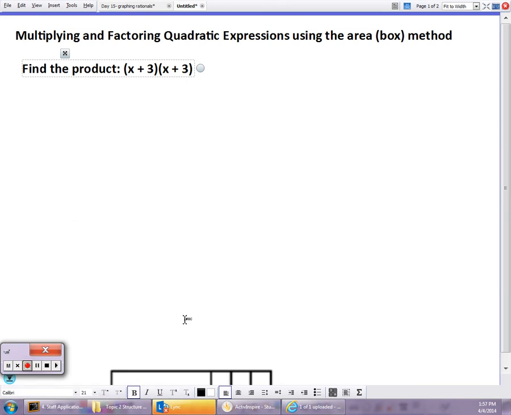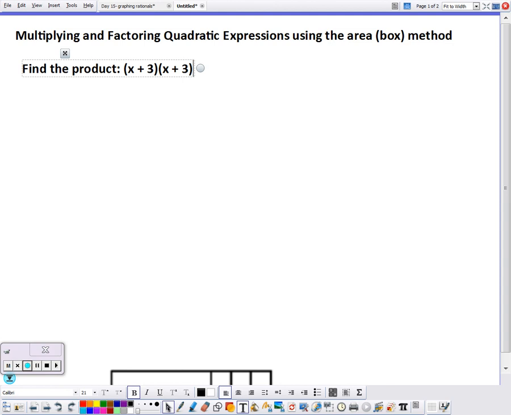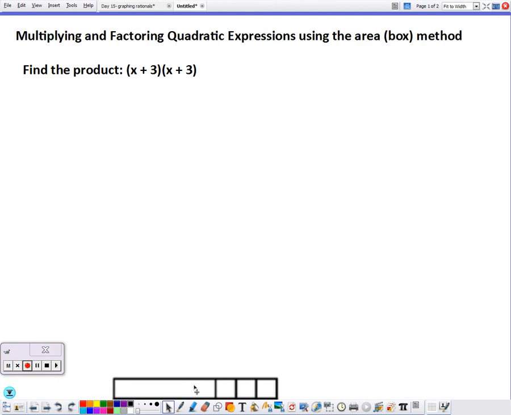Okay, this is an instructional video on how to multiply and factor using the area method. This is sometimes called the box method. So I want to give you one example of where this method originates from. One method of multiplying algebraic expressions is to use something called algebra tiles.